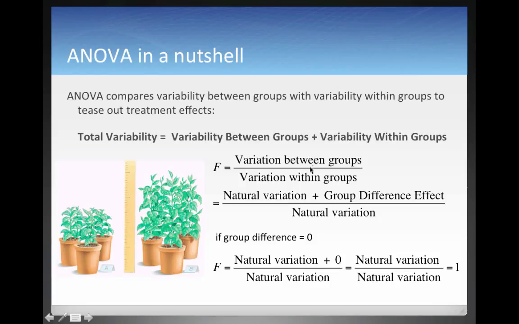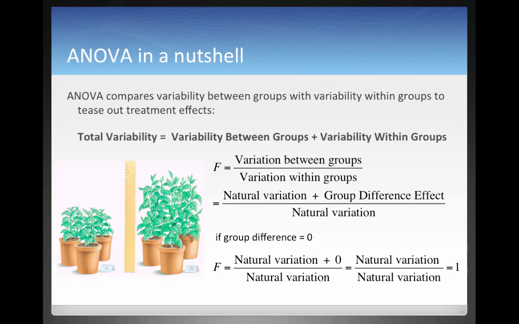So we're comparing variation between groups and variation within groups. And if there's no systematic group difference effect between the groups, there should only be natural variation, right? The same variation that's happening within the groups here. And if we compare natural variation with natural variation and this group difference effect is 0, then we should have an F value that's somewhere close to 1.